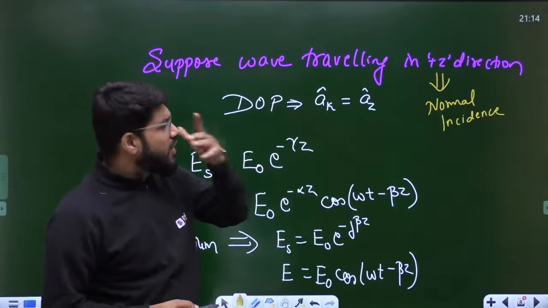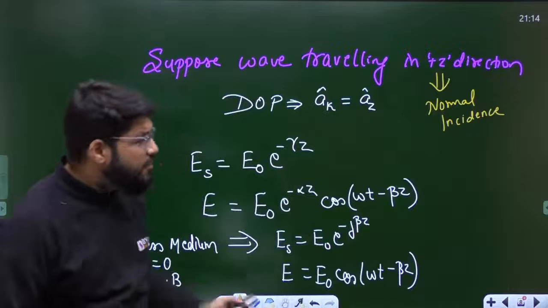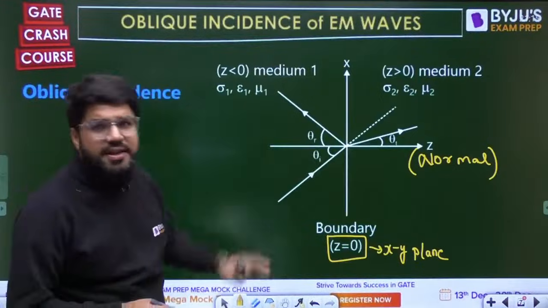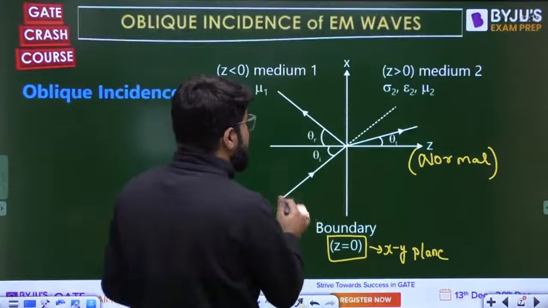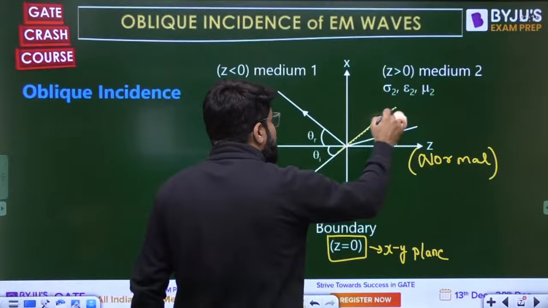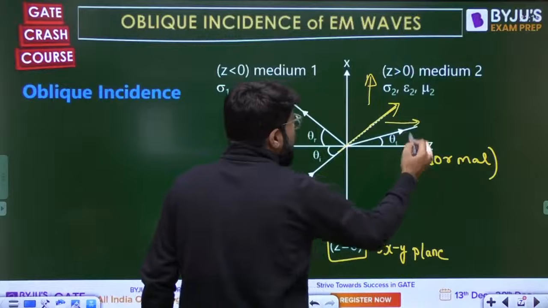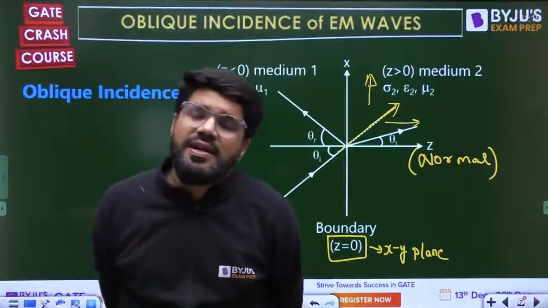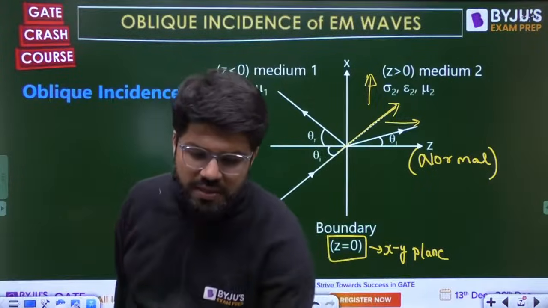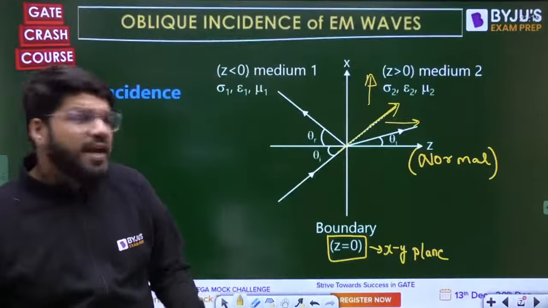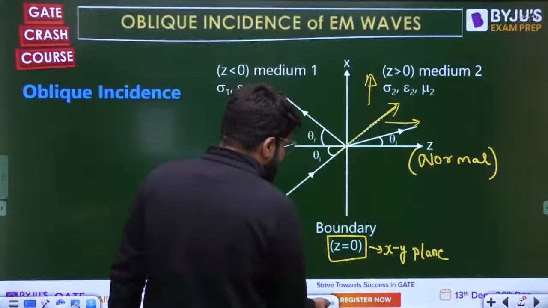So suppose there is a wave traveling in the plus z direction, then it becomes a normal incidence, but that doesn't become the oblique incidence. If the wave has to strike at an oblique incidence, it is going to travel in a direction which is a combination of x and z, which can be resolved in x and in z. In this picture it is x and z, but it may be x or y, or it may be x, y, z. It can be traveling in any general direction.